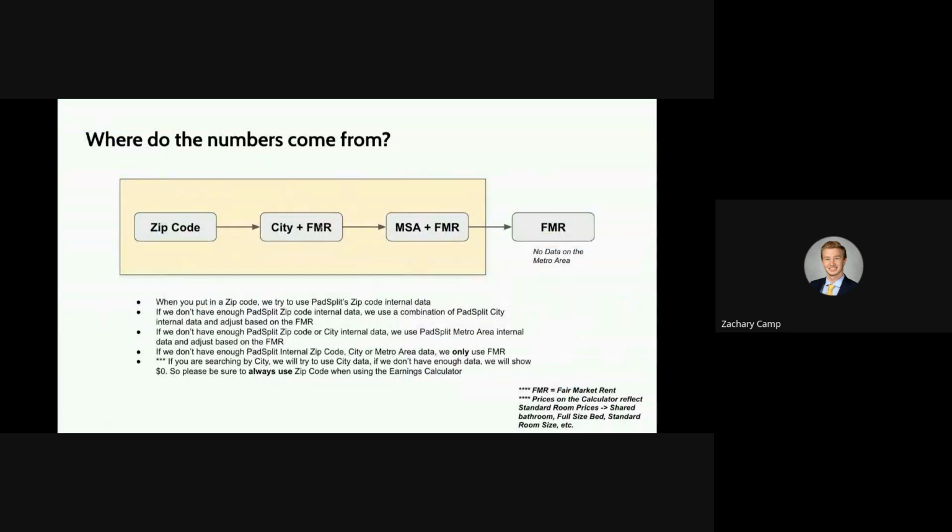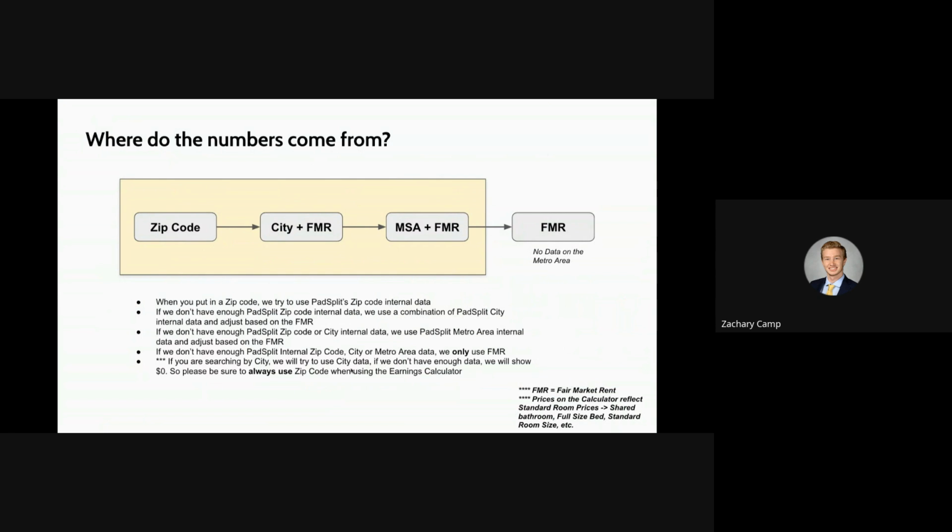Now, where do the numbers on the earnings calculator come from, and how can you find your weekly room price? When you put a zip code into the earnings calculator, we are always going to use PadSplit's zip code internal data. However, if we don't have enough internal data, PadSplit is going to use a combination of city internal data and then adjust based on the FMR. If we don't have enough PadSplit zip code or city internal data, we will use PadSplit metro area internal data to adjust based on the FMR, which is fair market rent.